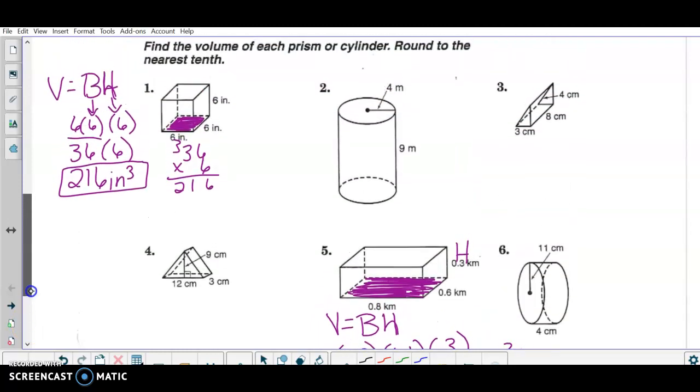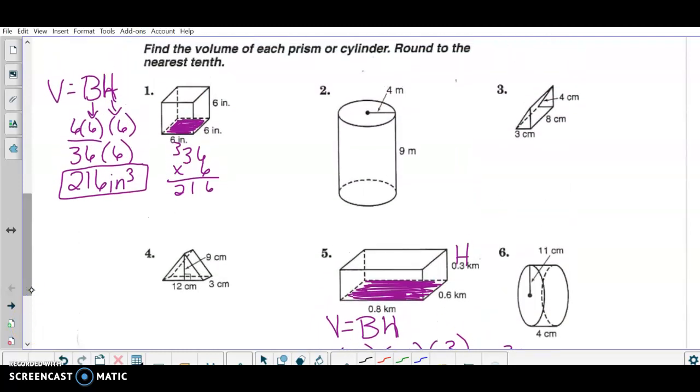So let's go back up to this triangular prism. Now, the reason I say triangular prisms are tricky is because you've got to remember that divide by 2 piece. We need to make sure you can shade both shapes if you want that are the base. And I'm going to draw that out here. So I have 4 and I have 3. This 8 is the height of my prism.